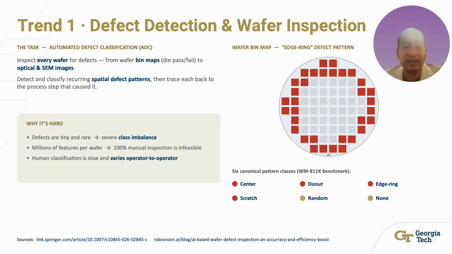Trend 1 is defect detection and wafer inspection, and it is the most mature use of AI in the fab. A wafer holds thousands of chips, and you need to find the small fraction that has defects. Those defects show up as a pattern on a wafer map that marks which chips passed or failed, and in the microscope images of the surface. The job is to recognize and classify those patterns automatically. It's hard because defects are rare, there is a huge amount of data, and doing it by hand is slow and varies from one inspector to the next.